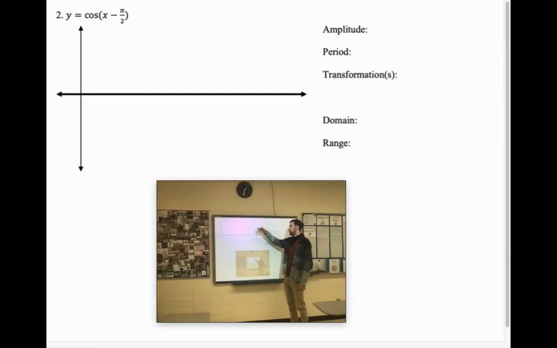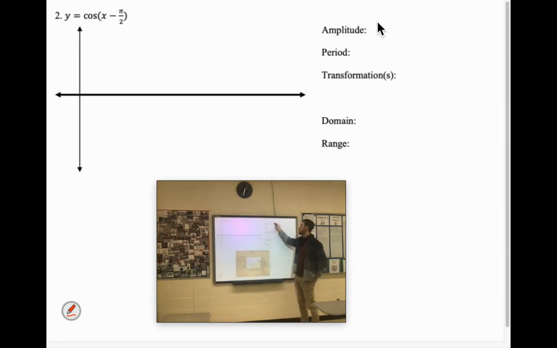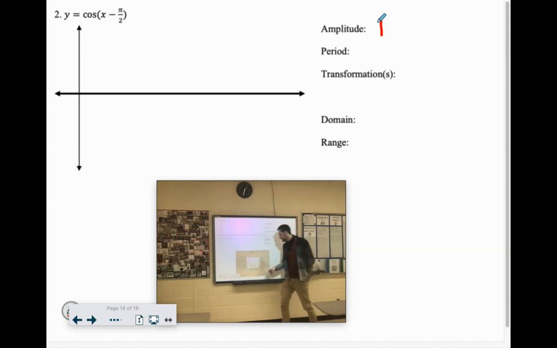y equals the cosine, parentheses, x minus pi over 2. Okay. Amplitude, in front of the cosine, there's just a 1. The period, remember we do 2 pi divided by the number immediately behind the cosine. Now there isn't one between the cosine and the x, so it's just 2 pi divided by 1, which is 2 pi.